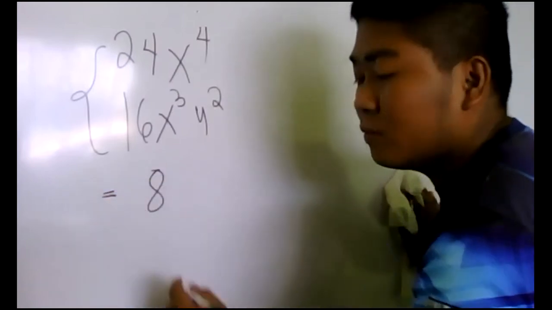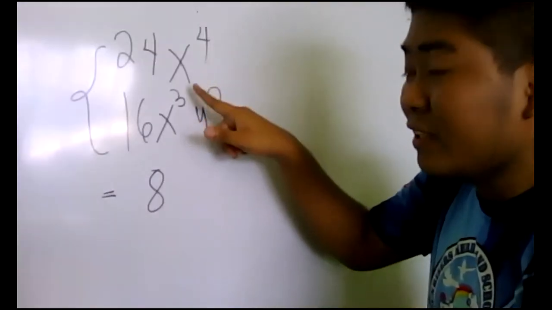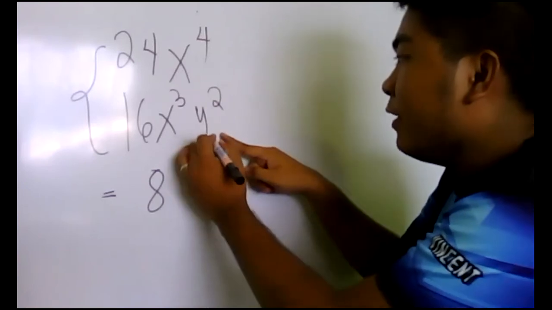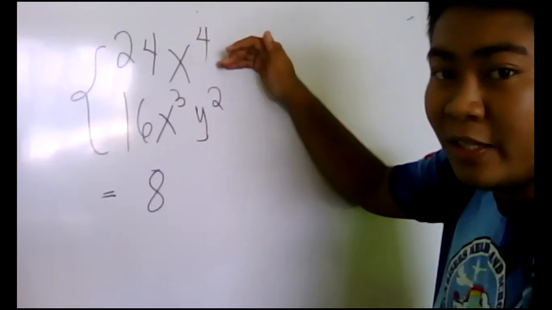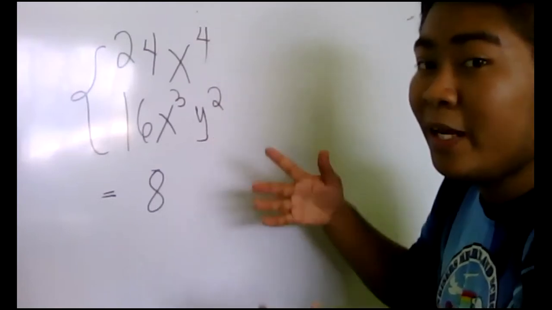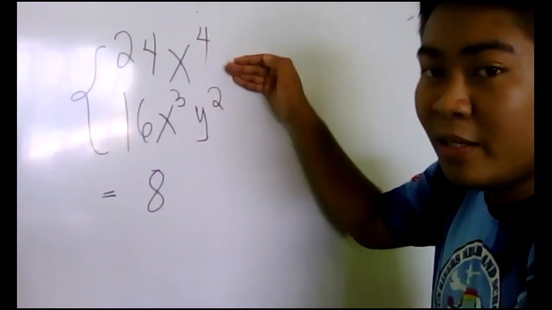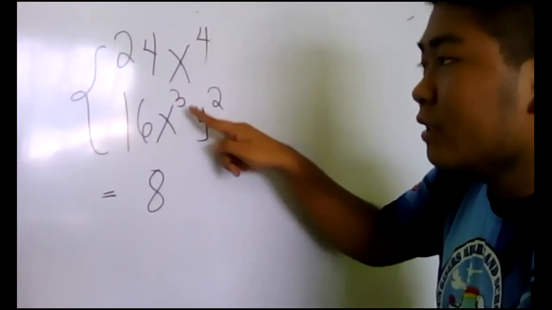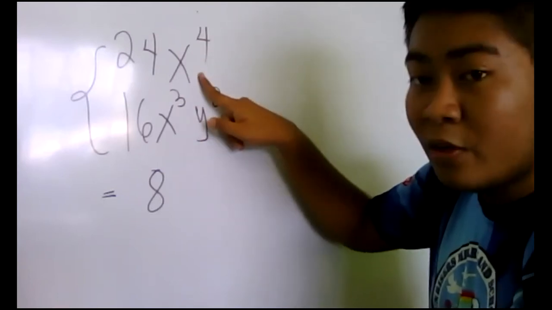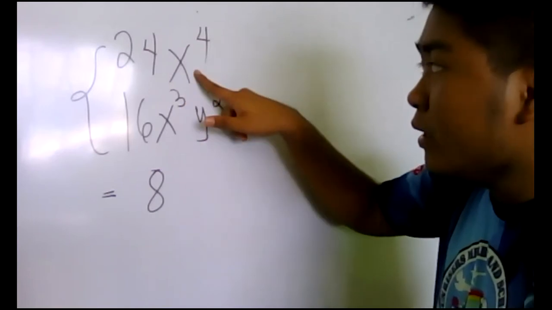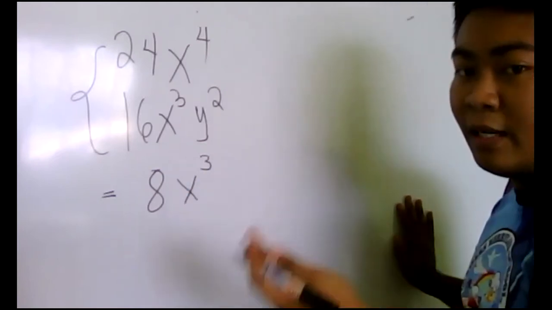So 8 now is the greatest common factor. So now, ano yung common factor sa kanila? So, si first variable, ay si first equation ba, does this contain y? Siyempre, wala, di ba? So there is no y squared here. Therefore, let's get the common factor in x. So the common factor for x cubed and x raised to 4 is x raised to 3 or x cubed.